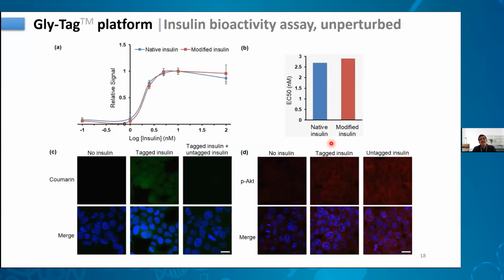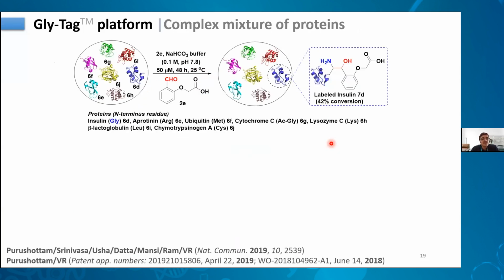Now, with these results in hand, we really wanted to see if we can apply this technology to more complex systems where more than one protein is present. So to begin with, we took a mixture of 7 proteins, and one of them had N-terminus residue as glycine, whereas the other 6 proteins had other different residues. And upon subjecting it to the Gly-tag reagent, we found that the chemistry still is very specific for targeting the N-terminus glycine of this single protein, which is insulin in this case, without touching anything else.